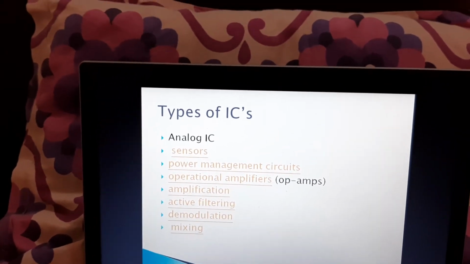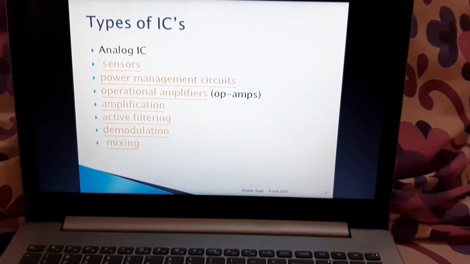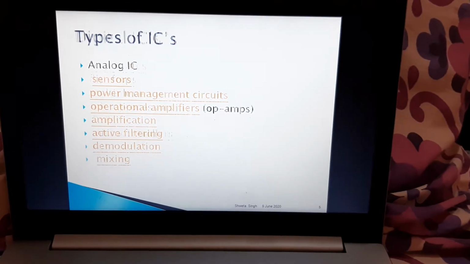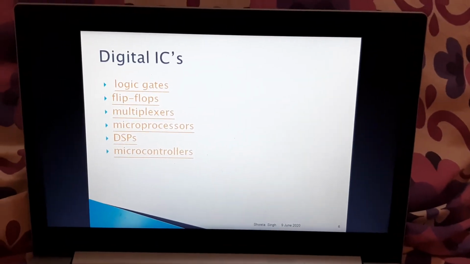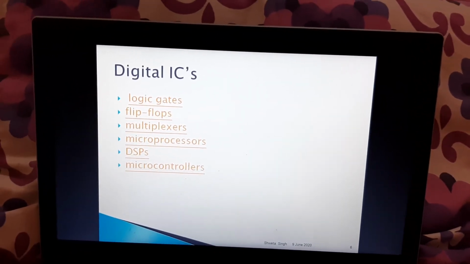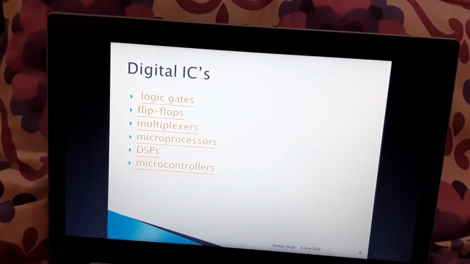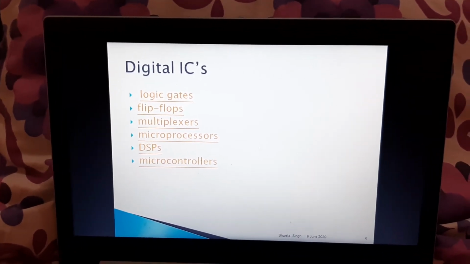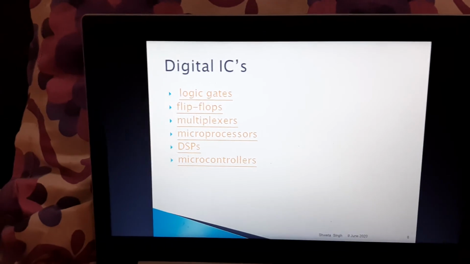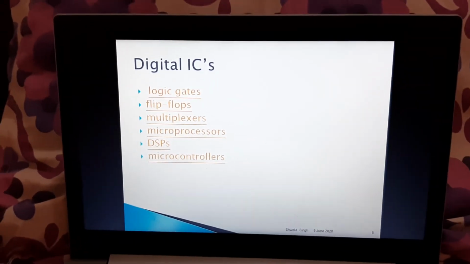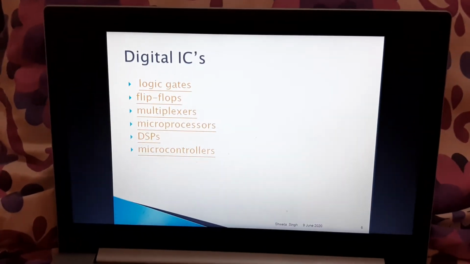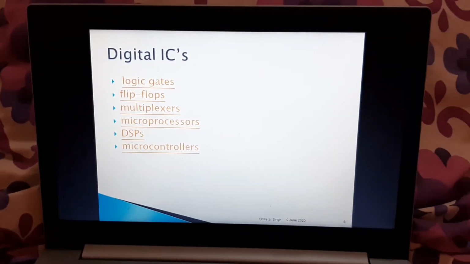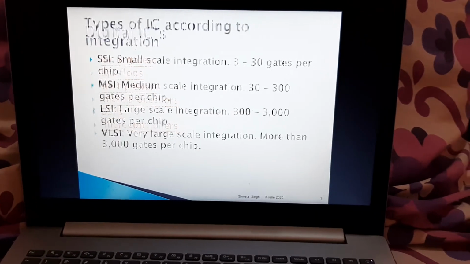Now, digital ICs. Digital ICs are logic gates, flip-flops, multiplexers, microprocessors, DSPs and microcontrollers. All digital ICs use input as digital and give output in digital form, that is of the 1 and 0 form.